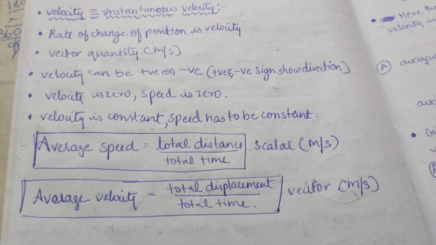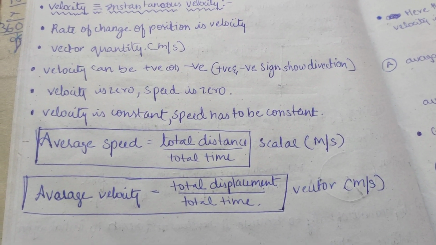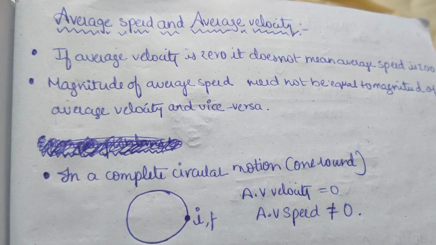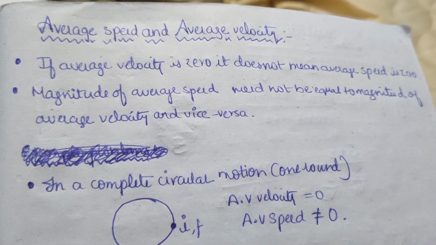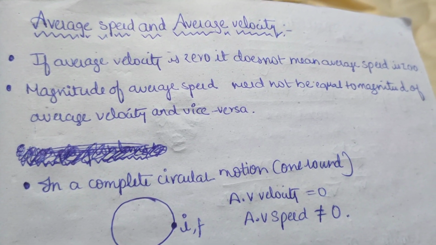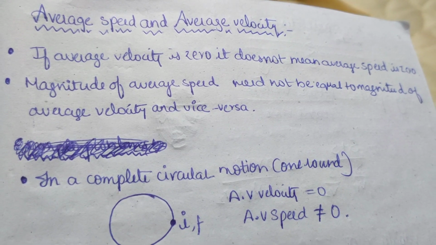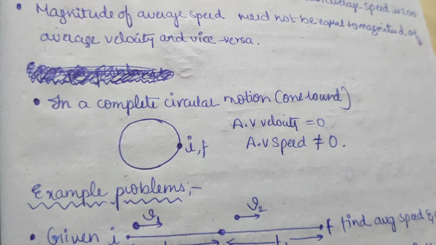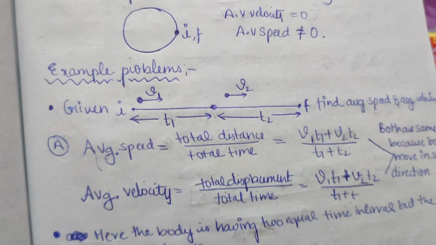Here average speed equals total distance by total time, scalar, meter per second. Then average velocity is total displacement by total time, vector, meter per second. Now here you can see the average speed and average velocity. If average velocity is 0, it does not mean the average speed is 0. The magnitude of average speed need not be equal to the magnitude of average velocity, and vice versa. In a complete circular motion, one round, average velocity equals 0 and average speed is not equal to 0.